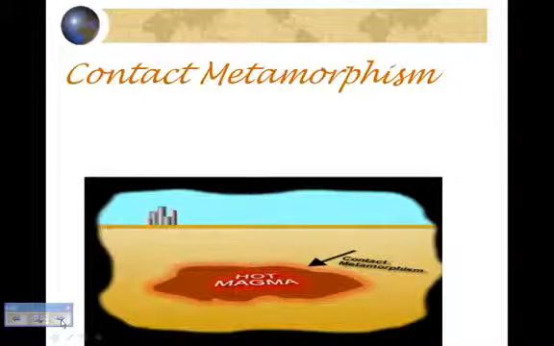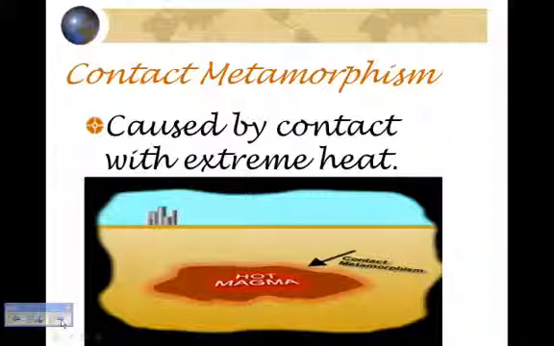The second type of metamorphism is contact metamorphism. Contact metamorphism occurs when hot, molten magma contacts an existing bedrock structure. This could be a structure of sedimentary rocks, igneous rocks, or a structure of metamorphic rocks that are going to be further metamorphosized. Remember, hot molten magma is a source of extreme heat, and this heat is responsible for changing the crystalline structure of the existing rock.